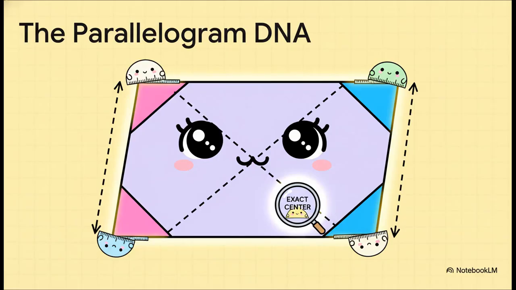Now, this is where it gets really interesting. Think of this as the parallelogram's DNA. These are the core traits that all of its descendants are going to inherit. Check it out. Opposite sides are equal and parallel, opposite angles are equal, and the diagonals, they slice each other right in half. These are the family rules, so definitely keep them in mind.